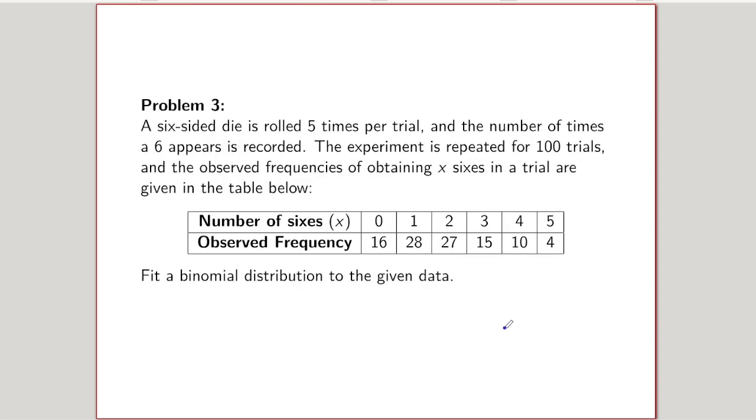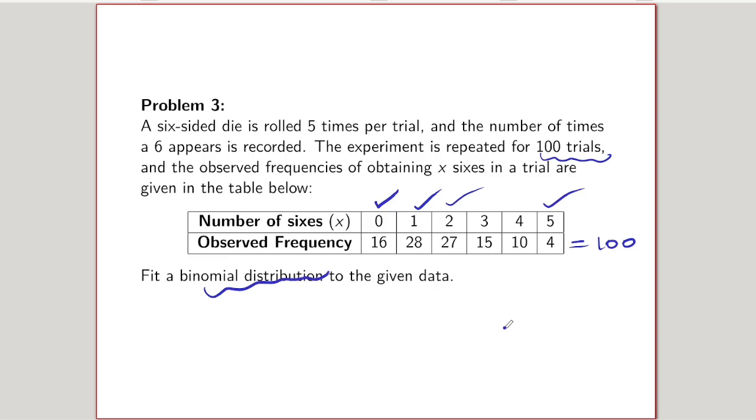So we get 200 as our answer. Now let us see the next question. A 6-sided die is rolled 5 times per trial. So in one trial we throw the same die 5 times and the number of times a 6 appears is recorded. The experiment is repeated for 100 trials. So the total frequency should be equal to 100. Since we are throwing the die 5 times, no 6 may appear, one may appear, twice it may appear, and up to 5 it may appear.